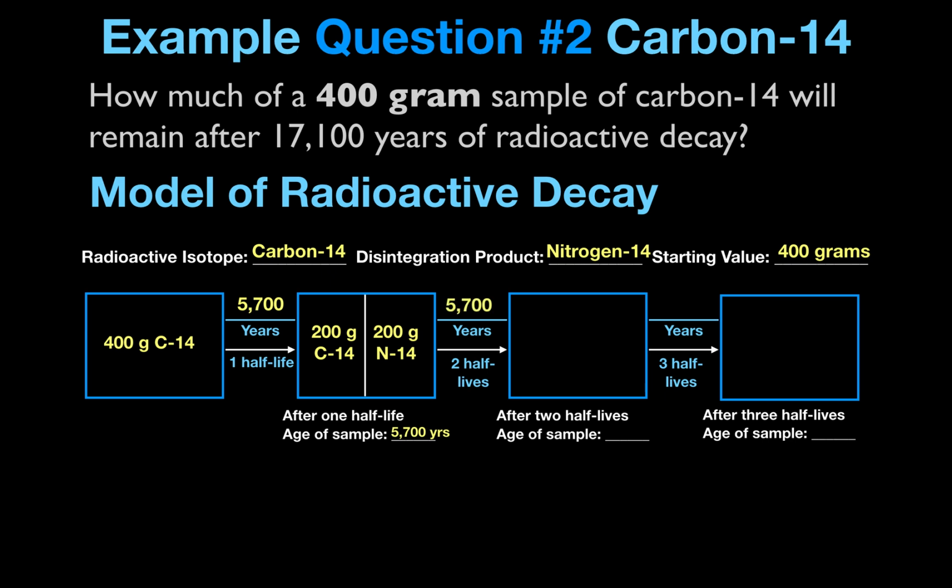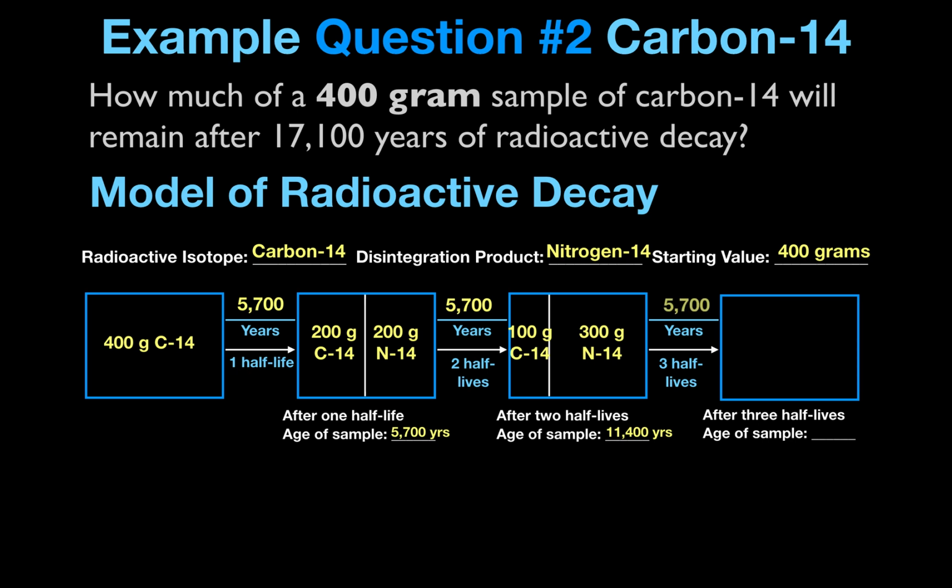Another 5,700 years goes by for a second half-life. Our carbon-14 is going to get cut in half again, but this time our 200 grams of carbon-14 is going to get cut in half to 100 grams of carbon-14. This means we're going to have 300 grams of nitrogen-14. Now, at this point, after 2 half-lives, if we have 100 grams of carbon-14 remaining, this means we had 11,400 years pass by.